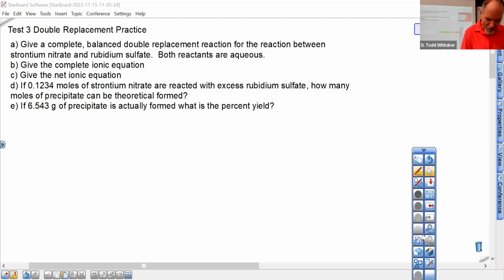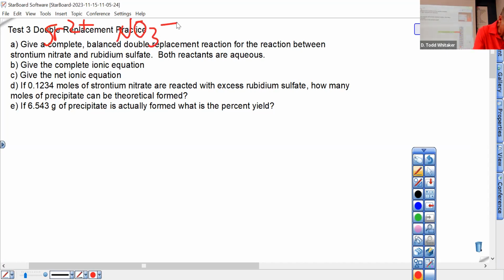Talk to me about what I'm doing right now. Sr2+, NO3-, Rb+, SO4 2-. How am I doing this? Is it magic? I just used the words that are in the question, didn't I? Ions. Don't skip this step. Those that try to skip this step are trying to balance before they should balance, and they don't get it right. They get everything wrong.